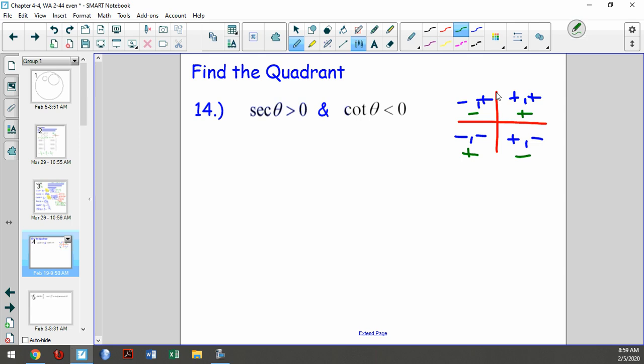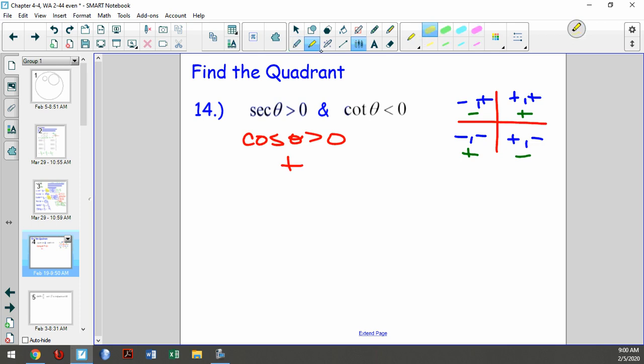Now we're going to read the problem, because I haven't done that yet. The problem says the secant of theta is greater than 0. Did I memorize secant? No. What I did memorize is its reciprocal, which is the cosine of theta must be greater than 0. So if it's greater than 0, are you positive or are you negative? You are a positive value.